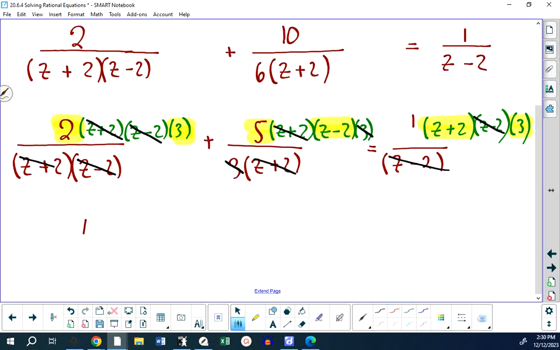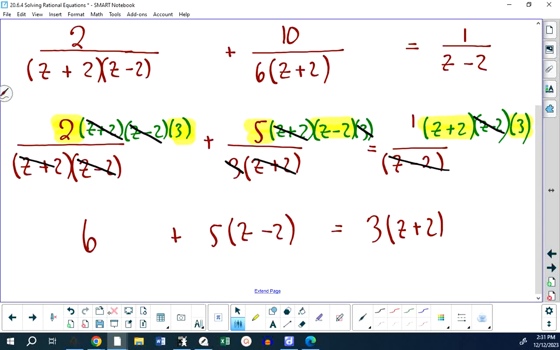That gives me 6 plus 5 times z minus 2 equals 3 times z plus 2. And if you make a mistake, it's usually here where you missed something, because you got all this stuff you've added and you've canceled stuff. Just make sure you've got it all.